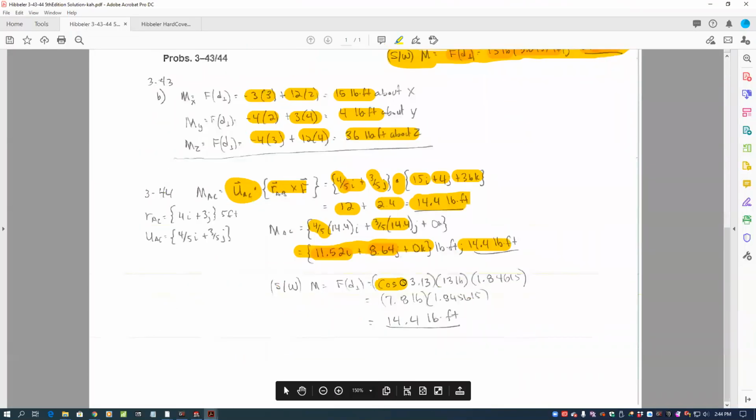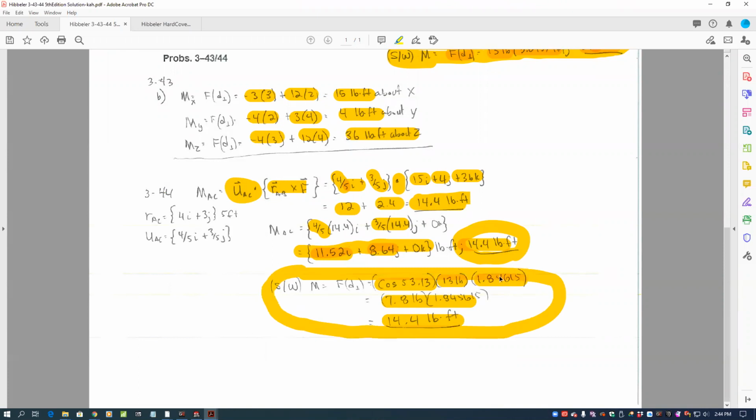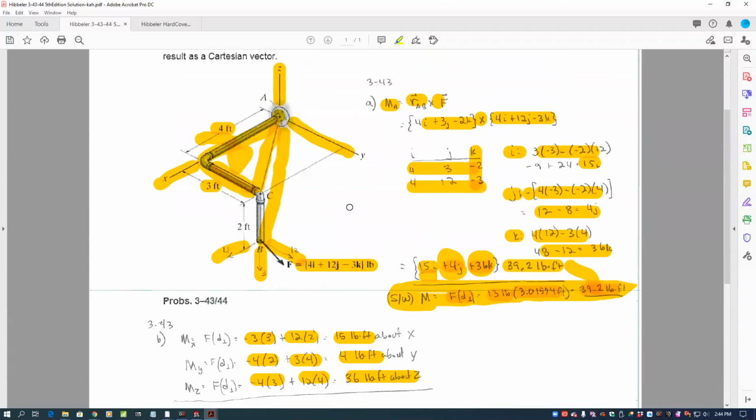So the cosine of 53.13 times our force of 13 pounds times the 1.846 gives us 14.4, and that's exactly what we got using our manual method, using the dot product. So this might be a little bit more intuitive to understand, to validate the dot product of the moment vector. Hopefully that is helpful in you trying to solve this problem and validate it using the CAD system. Thank you very much for listening.